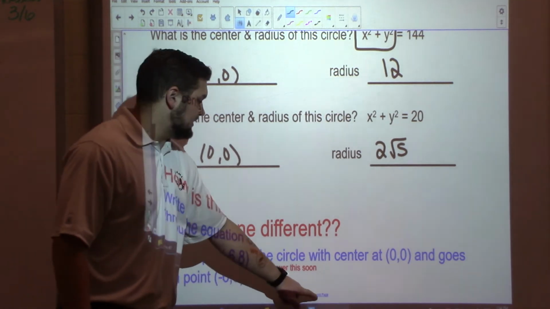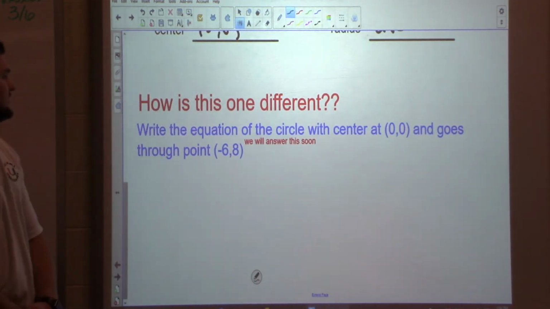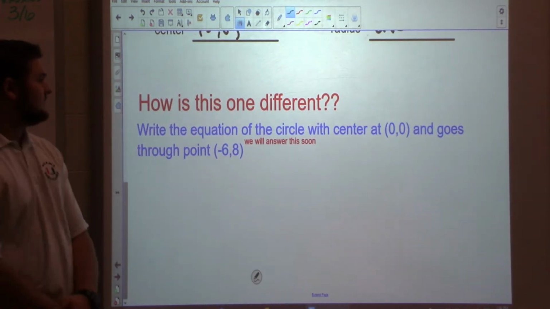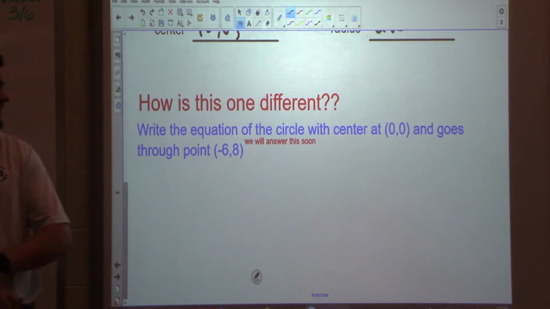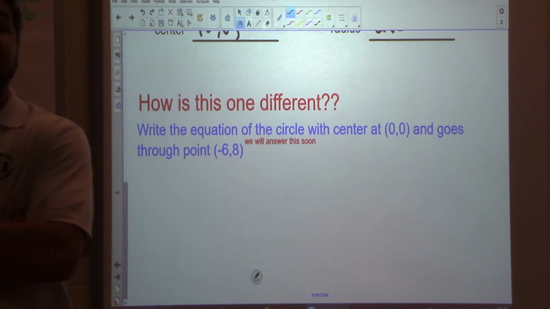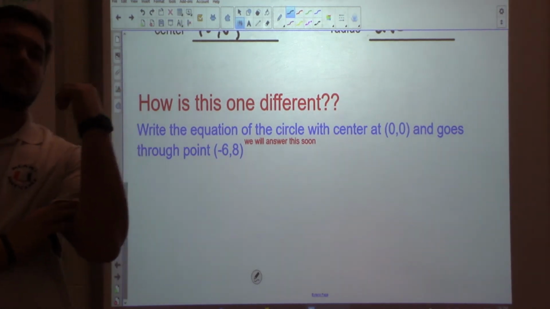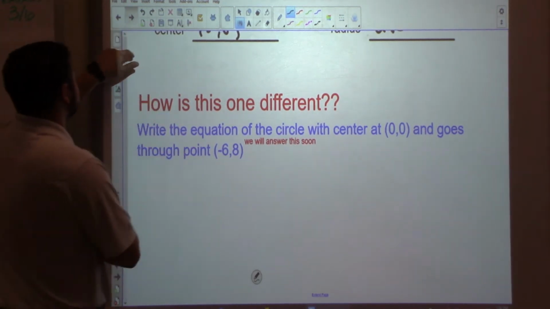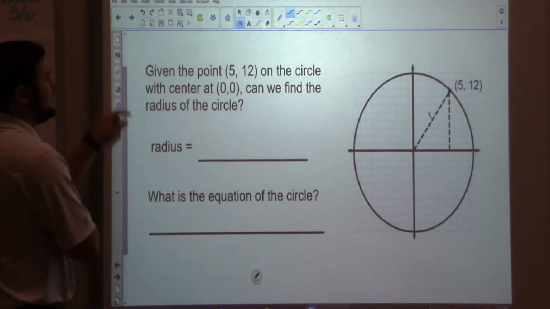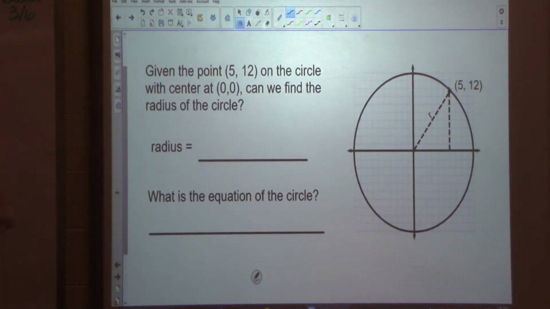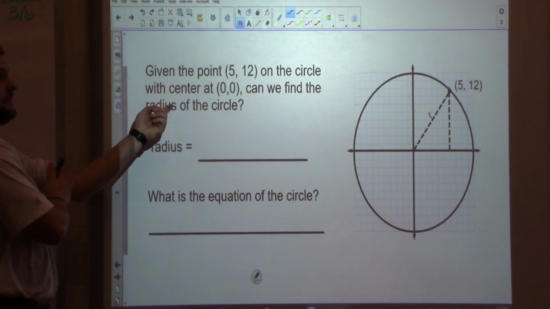Hey, why is this one different? Write the equation of circle centered 0, 0 and goes to the point negative 6, 8. What's that? It gives us a point instead of a radius. We will be able to do that in a little bit, but we're not going to do it right now.